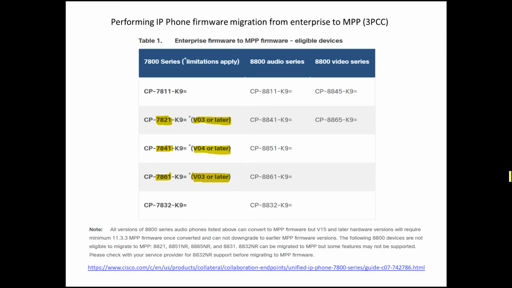What this means is you still need to buy a firmware migration license for each phone, but on top of that you also need to validate, based upon this chart right here, that the hardware is eligible for firmware migration. So if you had a 7821 that is version 2, it would not be eligible. Even if you purchased the firmware migration license and attempted the firmware migration, it would fail. So just be aware of that.